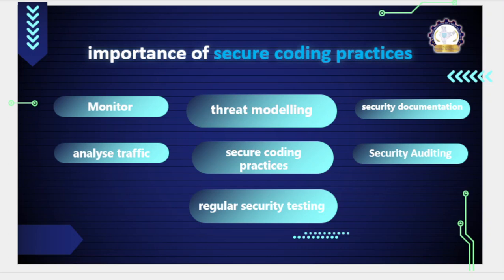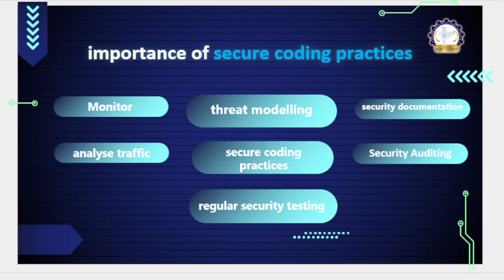Fifth one, error handling. Properly handle errors to prevent information leakage and other security issues. This can include things like returning generic error messages to the client and logging detailed error messages for debugging purposes. So by using these secure coding practices in API development, developers can help to prevent common vulnerabilities and ensure that the API system remains secure over time.